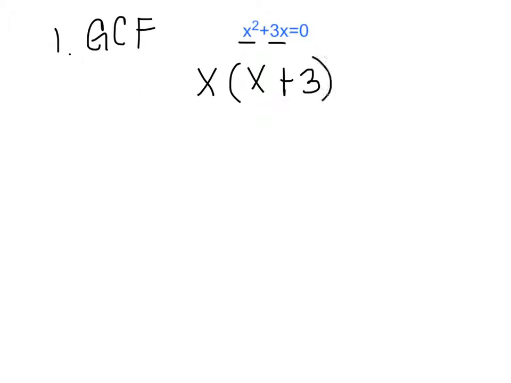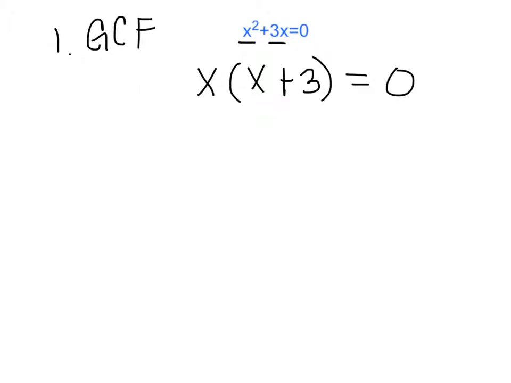So now we look for our step 1 of factoring, which is GCF. So we look, what do they both have? They both have an x, so we take out an x. We're left with x times x plus 3, and that equals 0.